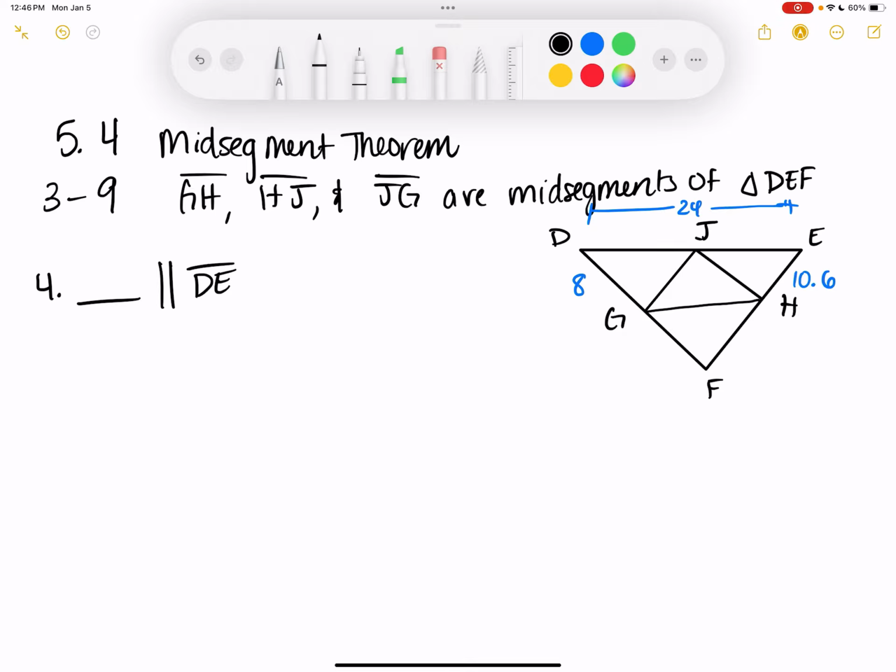So number 4 says blank is parallel to DE. So I'm trying to find which side, and my picture is not drawn very well, so I'm going to try to fix it. Okay, now it looks a little better. So which segment is parallel to DE? Now they're not marked, but if we know they're mid-segments, then we know that it has to be true. Yep, GH.